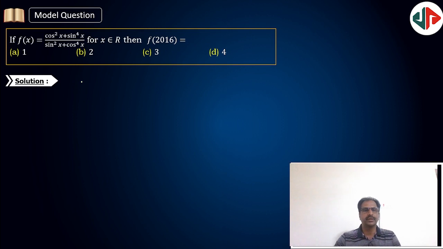Next, f of x is given as cos square x plus sin power 4x by sin square x plus cos power 4x, and the question is finding f of 2016. Now let us simplify this.